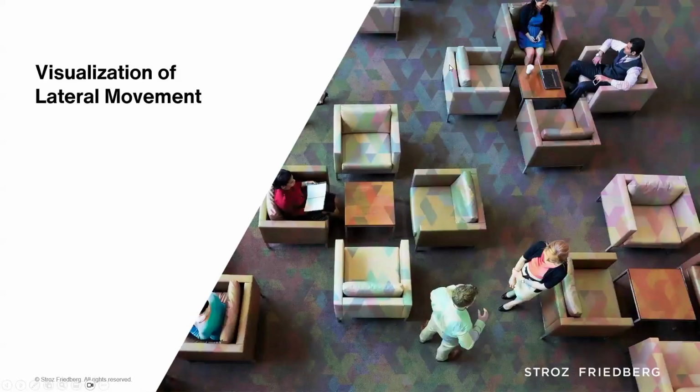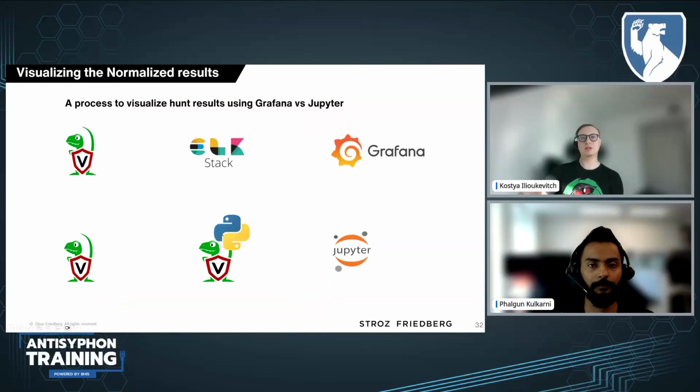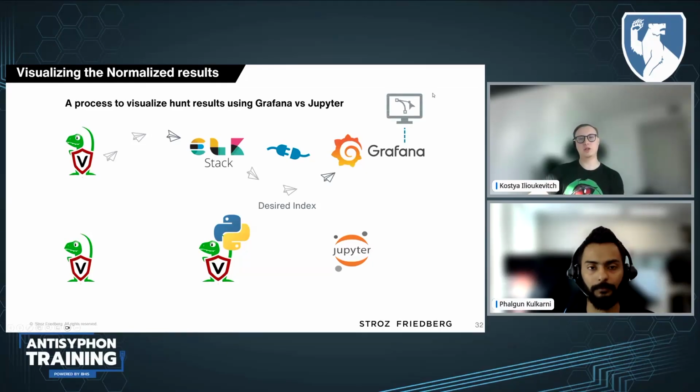So how can we use this data set from a visualization standpoint? What we'll be going over quickly are two very rudimentary examples using Grafana and Jupyter. From the Grafana aspect, the way that it would work is you would set up a forwarder over to an ELK stack. Then you set up a connector between Grafana and ELK. Lastly, you just have to point it to your desired index that you do want to visualize.